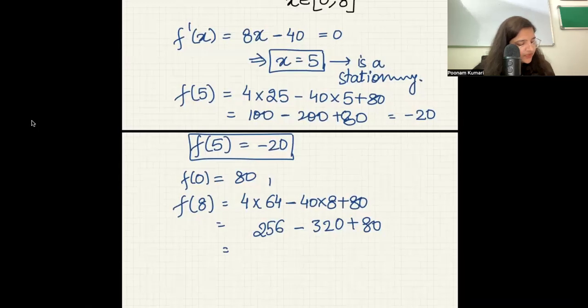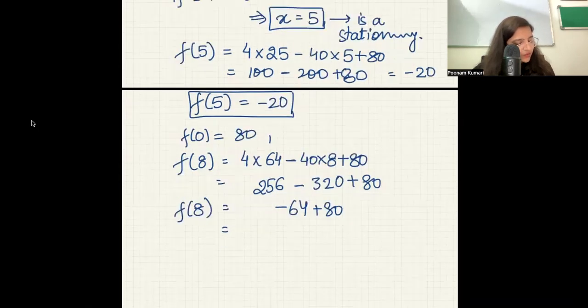Okay, so if we do the subtraction here, this is 20 and 44 and 20. So basically 64. So I get minus 64, right? Minus 64, and plus 80. So what is F8 basically? 6 and 1, which is 16, right? So I get a plus 16 for 8, okay? So F8 is 16, F0 is 80, F5 is minus 20, okay?